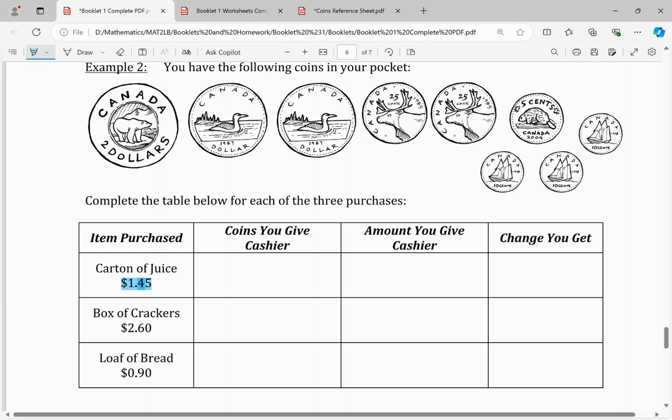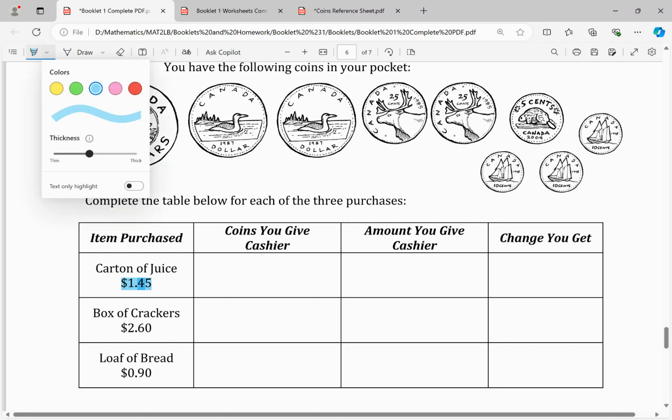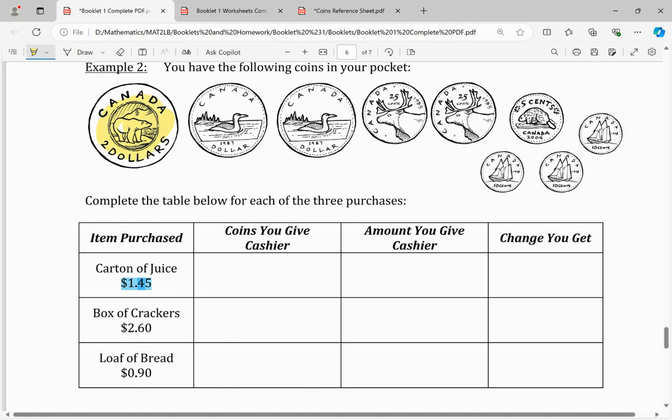In order to pay for that, you should start by finding the largest coin that you can use. For example, if I was going to ask you to use a toonie, you could say yes, and you could give them a toonie, but maybe we can use some smaller coins so that we don't have to get as much change back, because a toonie is more than what we need.